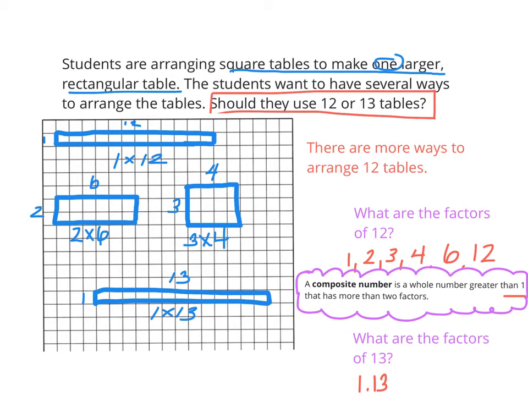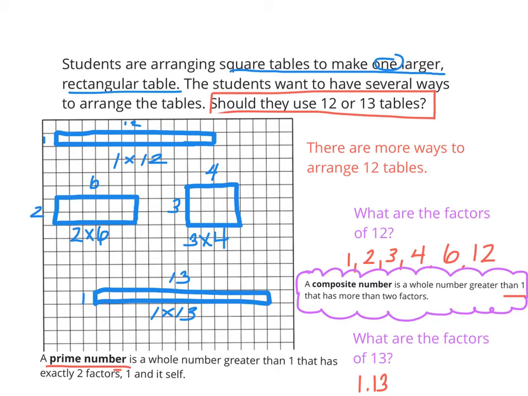So what's a prime number? A prime number is a whole number greater than 1 that has exactly 2 factors, 1 and itself. Just like in 13, 1 and itself. So 13 is a prime number.